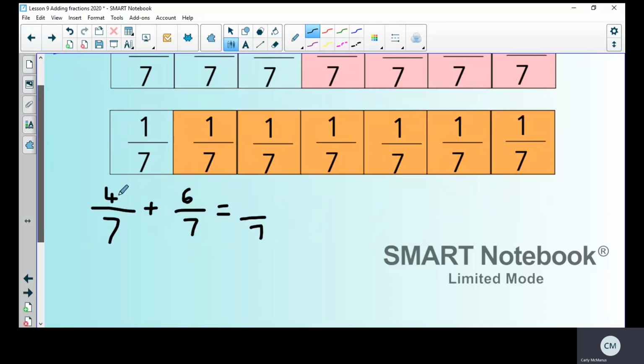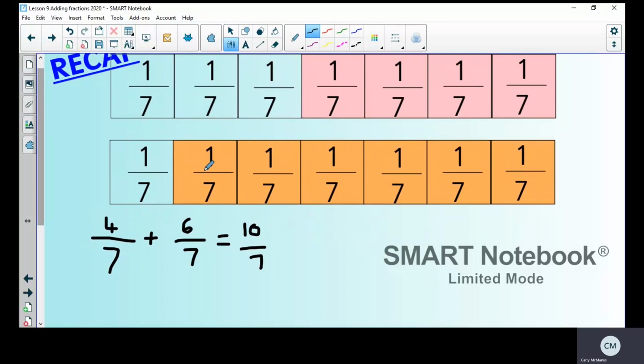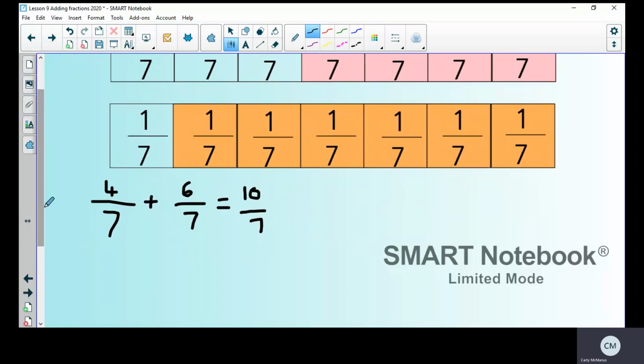And then we just add the 2 numerators. So 4 add 6 is 10. So you've got 10 sevenths, okay? Imagine these were 2 cakes and they're split into 7. You've got 4 sevenths left of one cake and 6 sevenths left of another cake. So altogether you've got 10 sevenths. Now, that's the simple part of just adding the fraction.